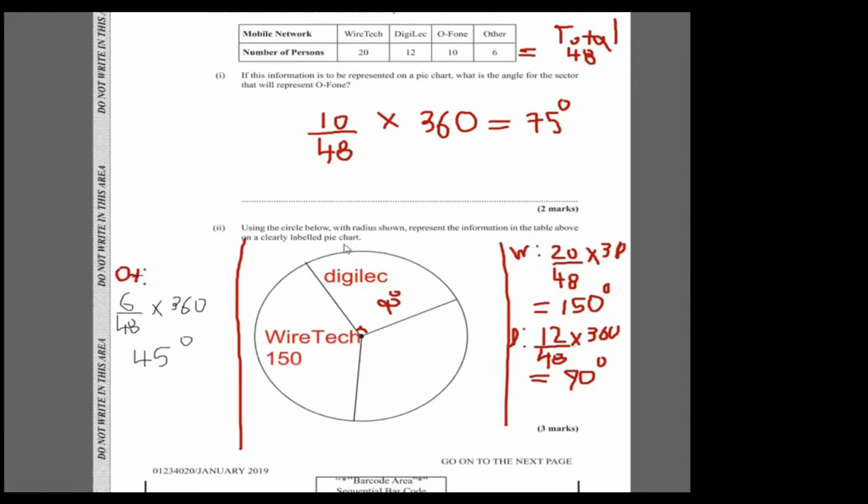So now the two left are Ophone, which is 75, and others, which is 45. So all I need to do is split this in two. 75 is a bigger piece and this is 45. Of course, you can make it accurate by using your compass and a protractor to measure the degrees, because this is not so accurate. This is just a guesstimate of what it should be. This is 75, this is 45. And what was 75 again? That was Ophone. And then the 45 was for others.